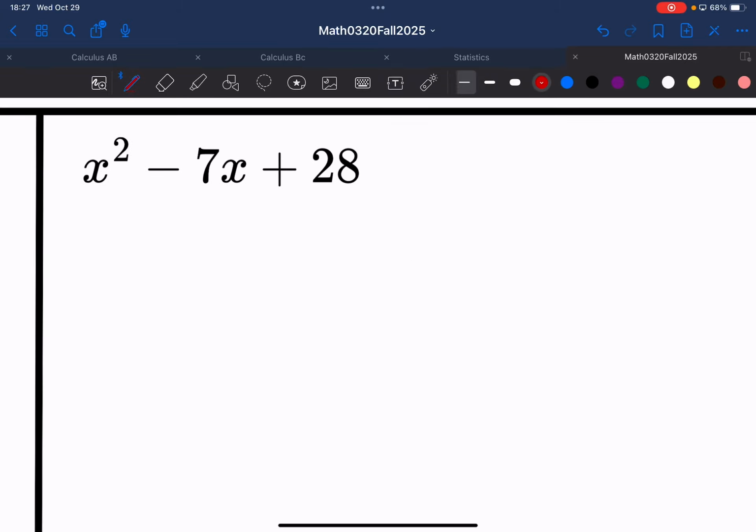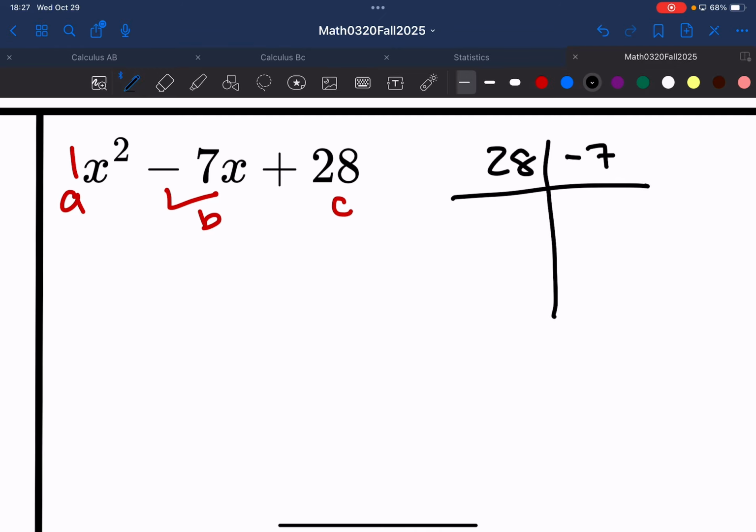Okay, so again, we do the same thing. We say a, b, and c. And then I look, okay, two numbers that multiply to 28 but add to negative 7. Maybe I don't know this right away, but let me start looking at all the factors. So 1 times 28, 2 times 14. Any others? 3 times, no, I think that's 24. 4 times 7, and that's probably the last one.